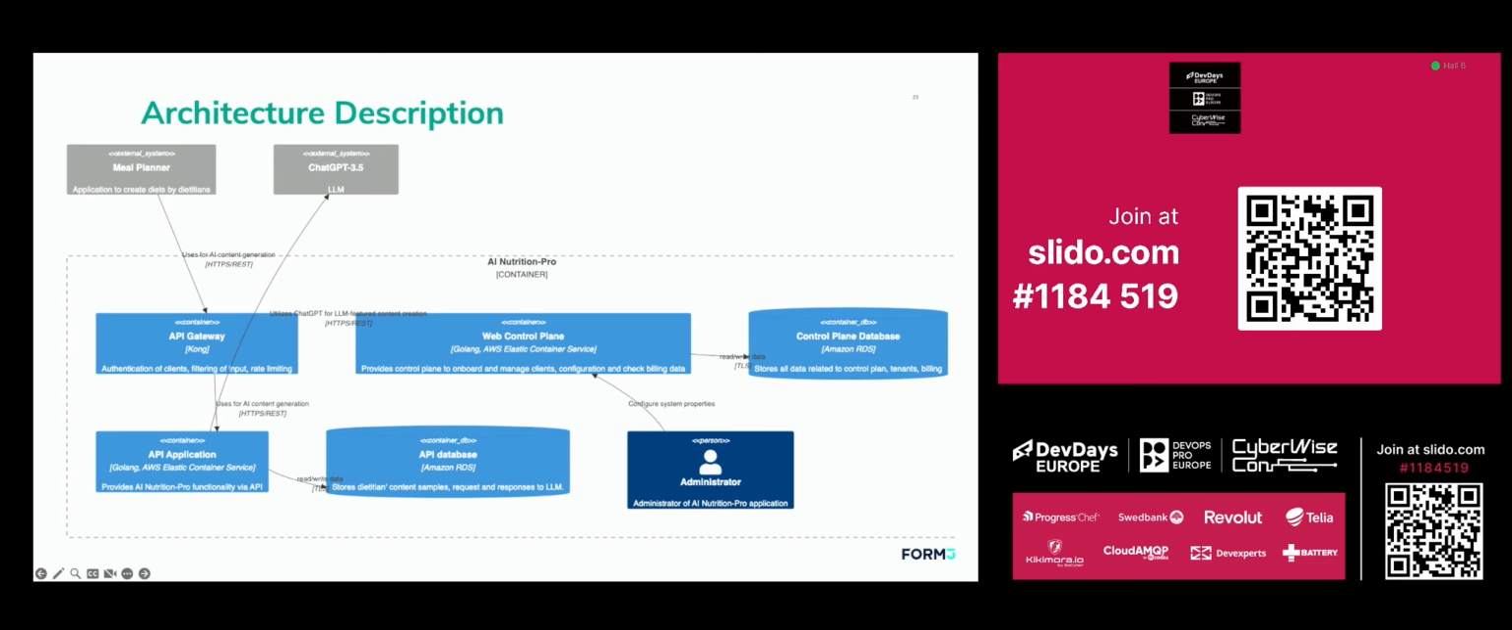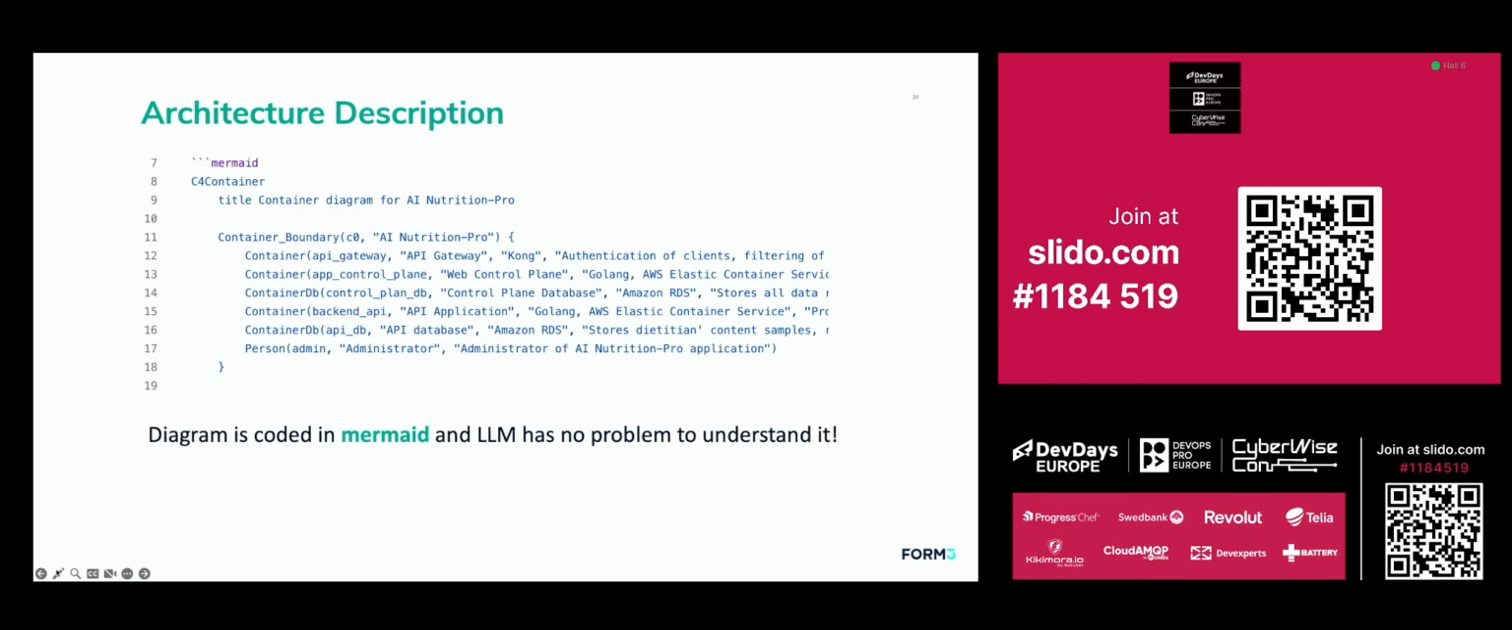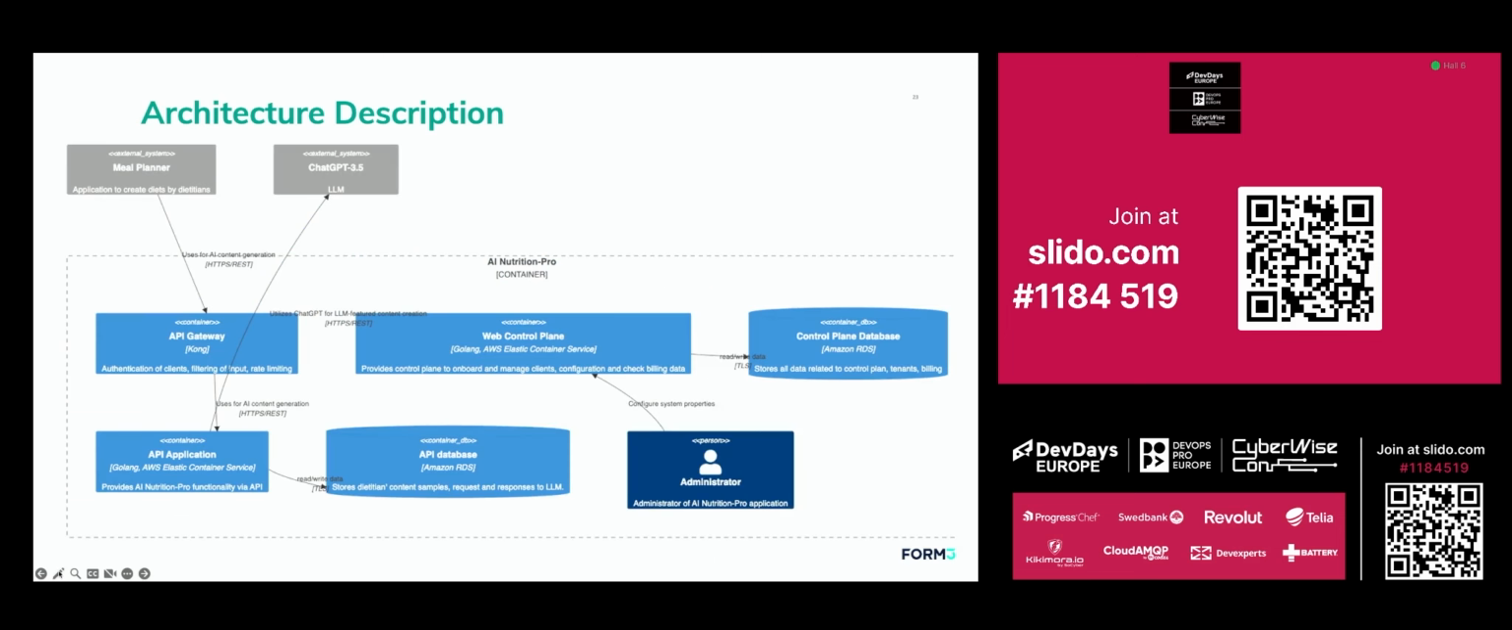And let's check that. Where is my mouse? Okay. Okay, so the first thing on the left, you see that. This is the meal planner. The meal planner is marked as external. External what? External system.